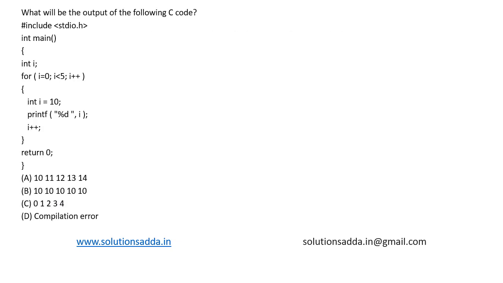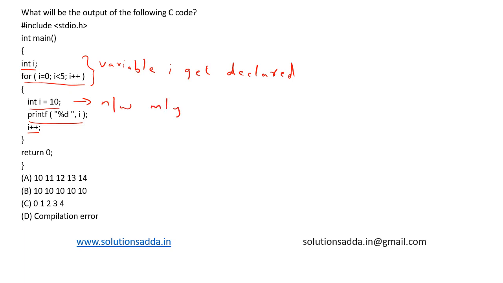This is a question from C programming. What will be the output of the following C code? We are given an integer declaration I and a for loop. Inside the loop, again int I equal to 10 is declared and we are printing the value of I, then we are incrementing the value of I. So here what happens is variable I gets declared. Similarly, inside the loop, new memory is created with variable I.